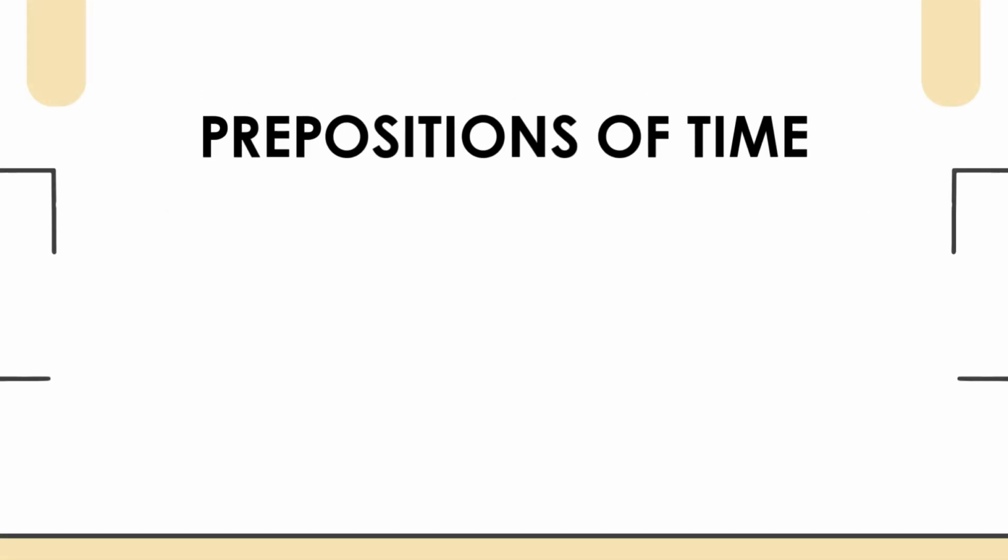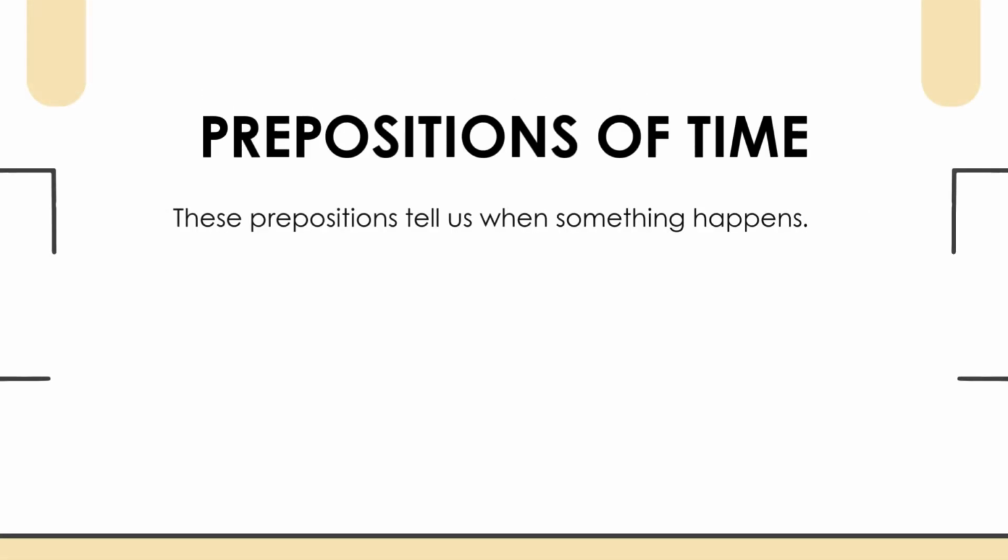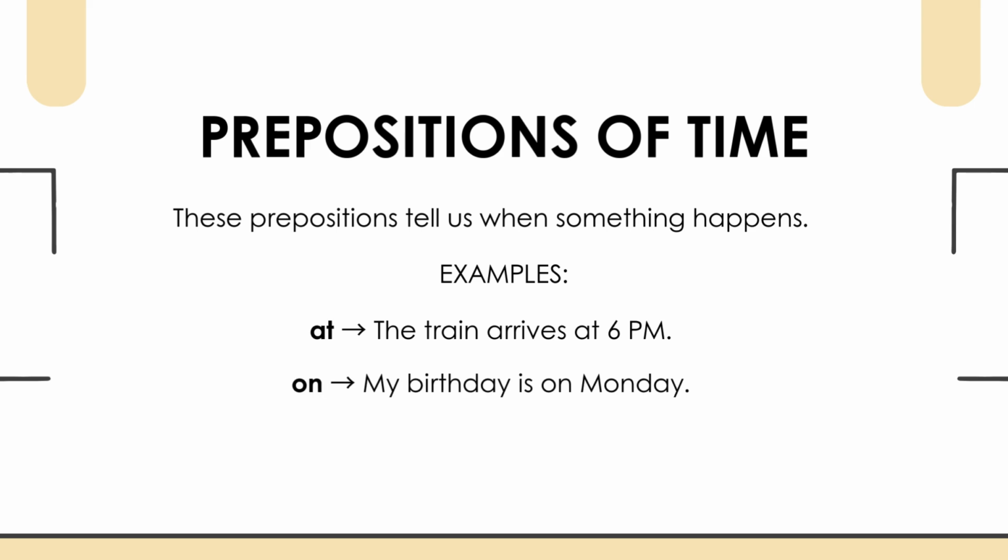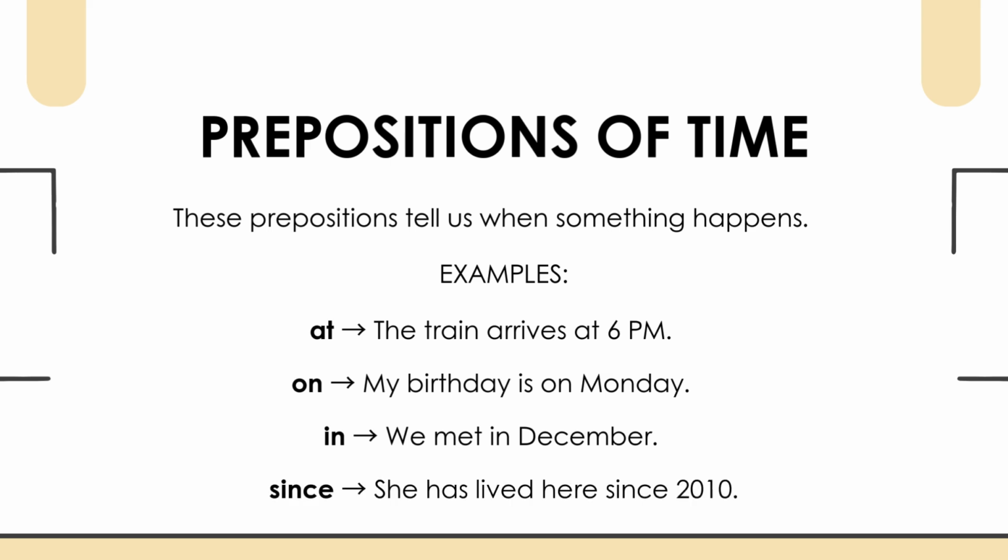Now let's move on to prepositions of time. These prepositions help us understand when something happens. Here are some examples to make it clear. At, the train arrives at 6 p.m. We use at for specific times. On, my birthday is on Monday. Use on for specific days and dates. In, we met in December. Use in for months, years, or longer periods. Since, she has lived here since 2010. Since refers to a starting point in the past that continues up to now. Easy, right? Prepositions of time are super useful once you get the hang of them.